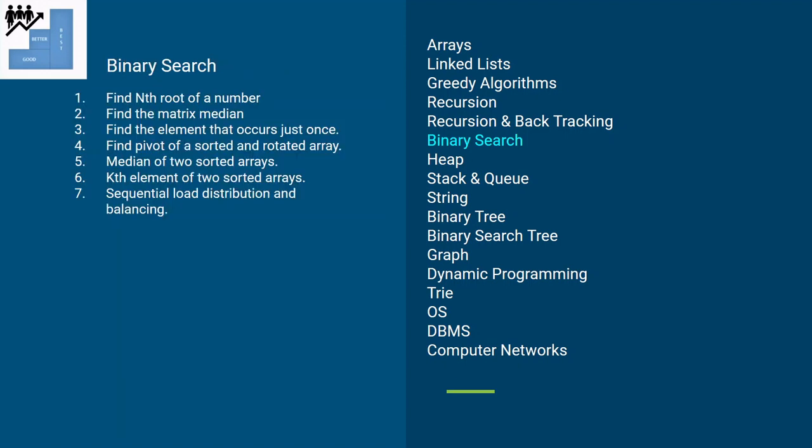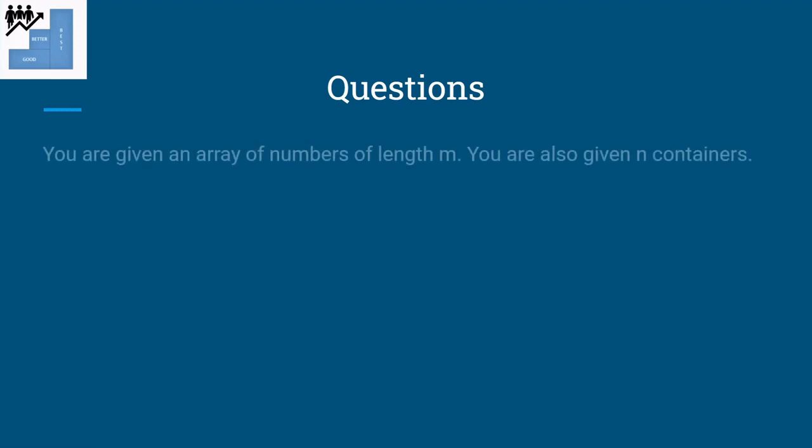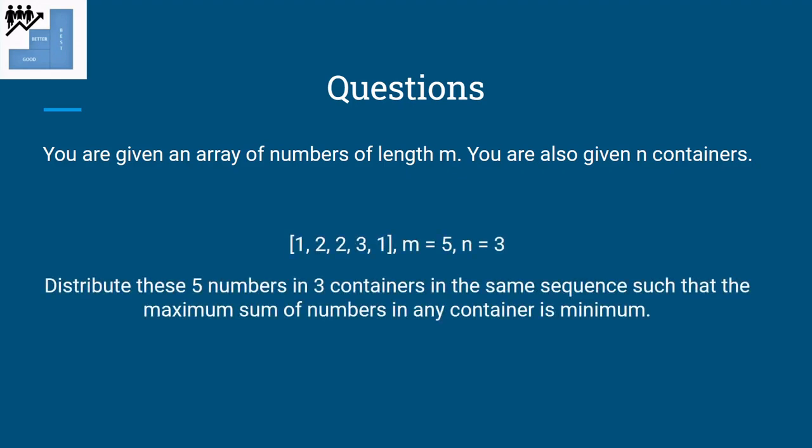All right. So, these are the questions we have done in binary search, and let's have a look at the question. You are given an array of length m. So there are m numbers in the array given to you, and you have n containers. For example, 1, 2, 2, 3, 1 is the array of length m equal to 5 because there are 5 numbers, and you have n equals to 3 containers.